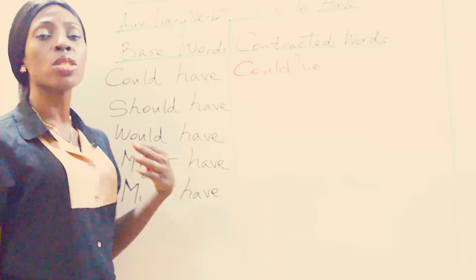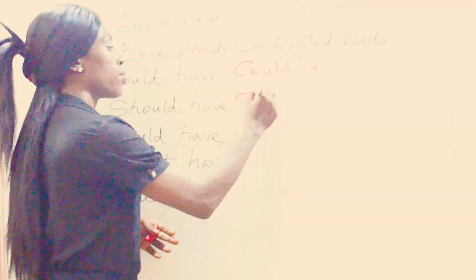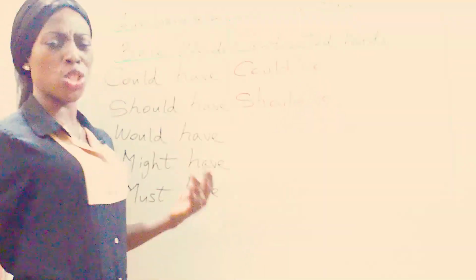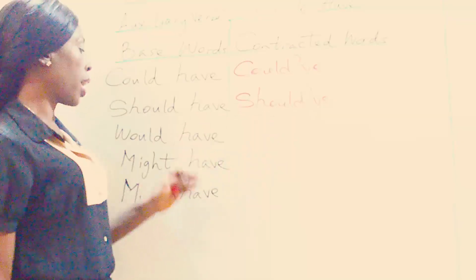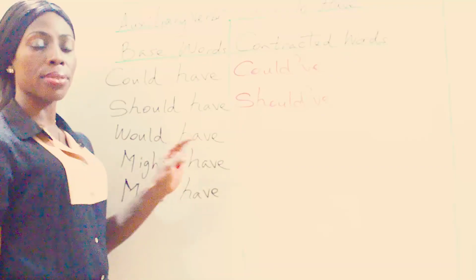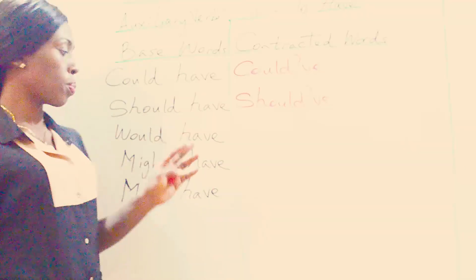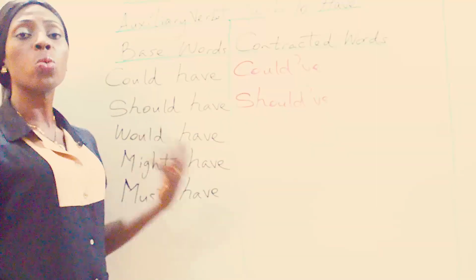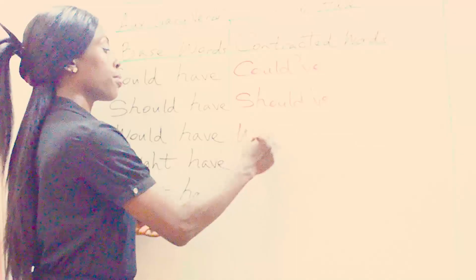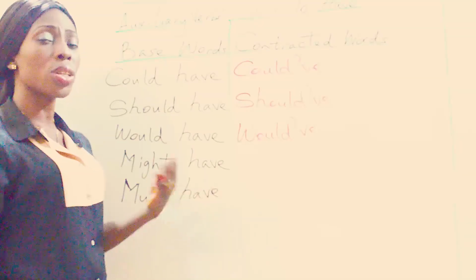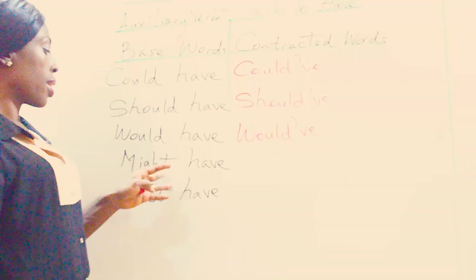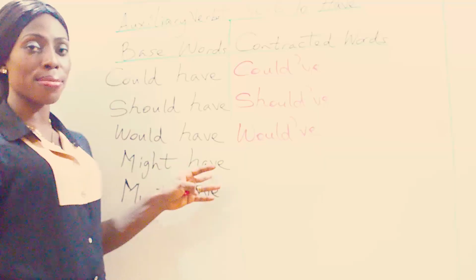Next we have should have. Should have becomes should've. "You should have done it." "You should've." Okay? Then we have would have. This is a past form. Would have becomes would've. "Would you have done it?" Would've.